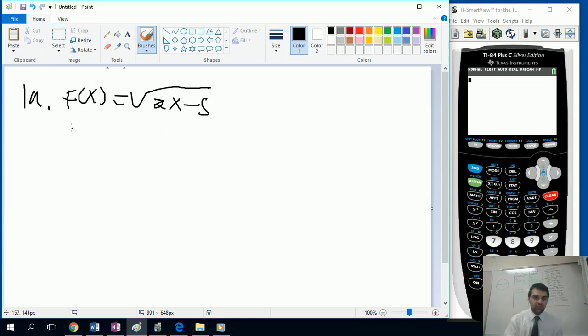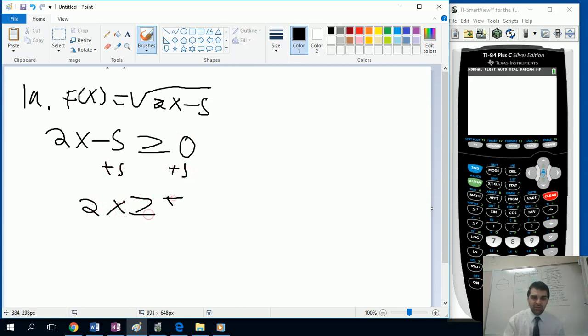In order to find the domain of this function, one rule about finding the domain is you cannot take the square root of a negative number. So you need to make sure that 2x minus 5 stays greater than or equal to 0. The expression inside of the square root, 2x minus 5, must be greater than or equal to 0. Add 5 to each side.